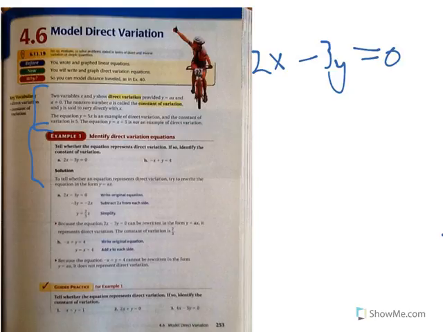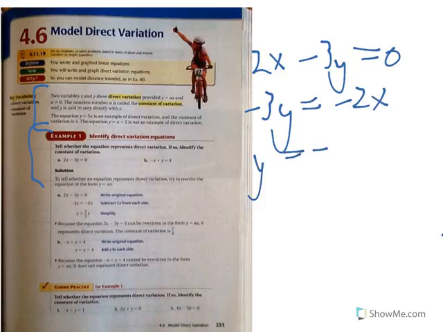subtract 2x from both sides, so we end up with negative 3y is equal to negative 2x, and divide both sides by negative 3, we end up with y is equal to 2/3 x, not negative 2/3, because we're dividing negative 2 by negative 3. So yes, there is direct variation, and the constant of variation is 2/3.